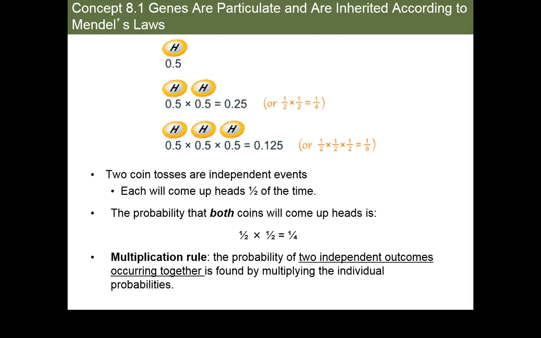To do this, you use what is called the multiplication rule. It is used for the probability that two independent outcomes occur, which is found by multiplying the individual probabilities. For a coin toss example, you multiply the probability for each coin. In this instance, if you hit heads 2 times in a row.